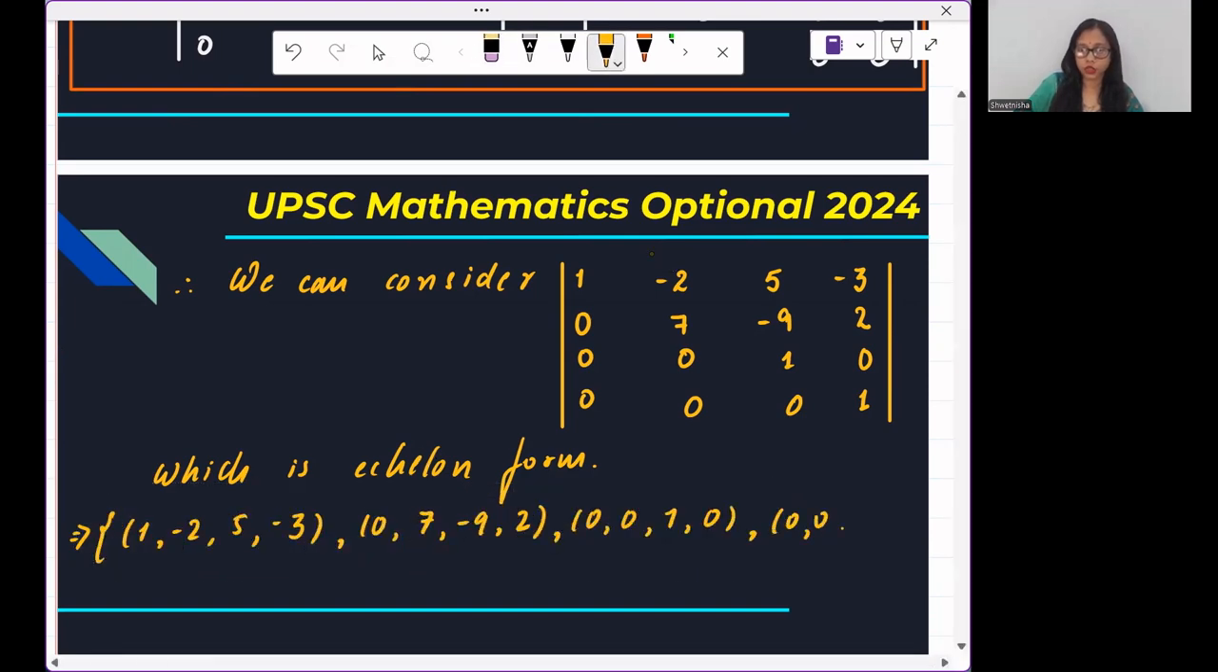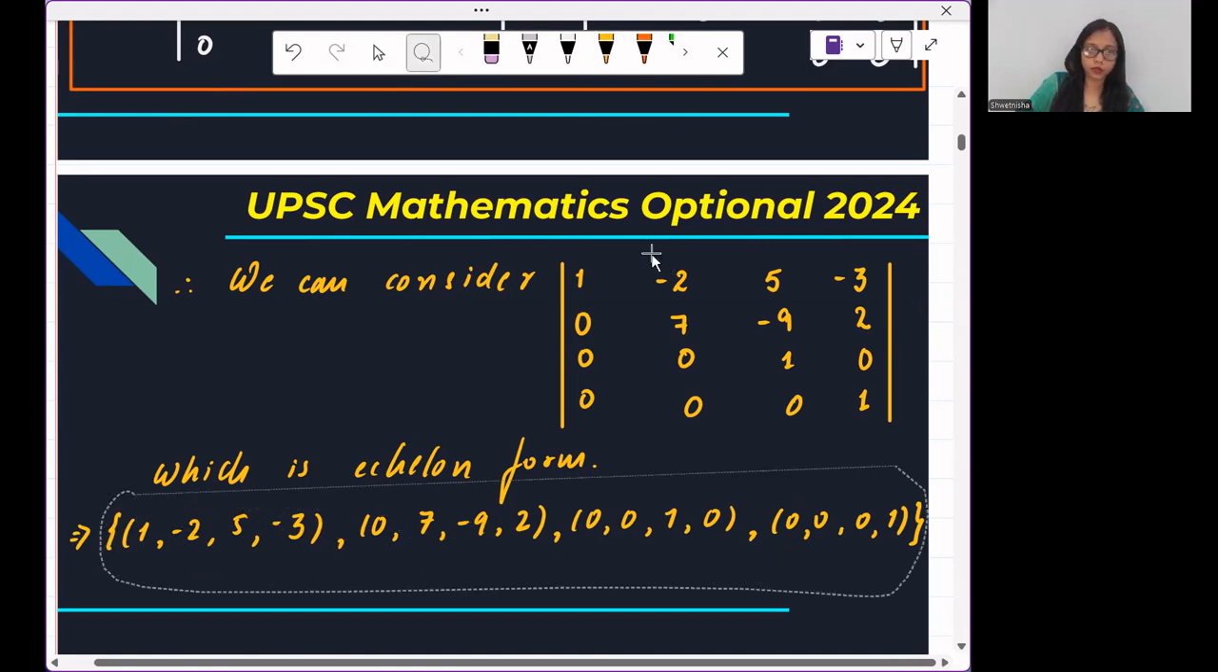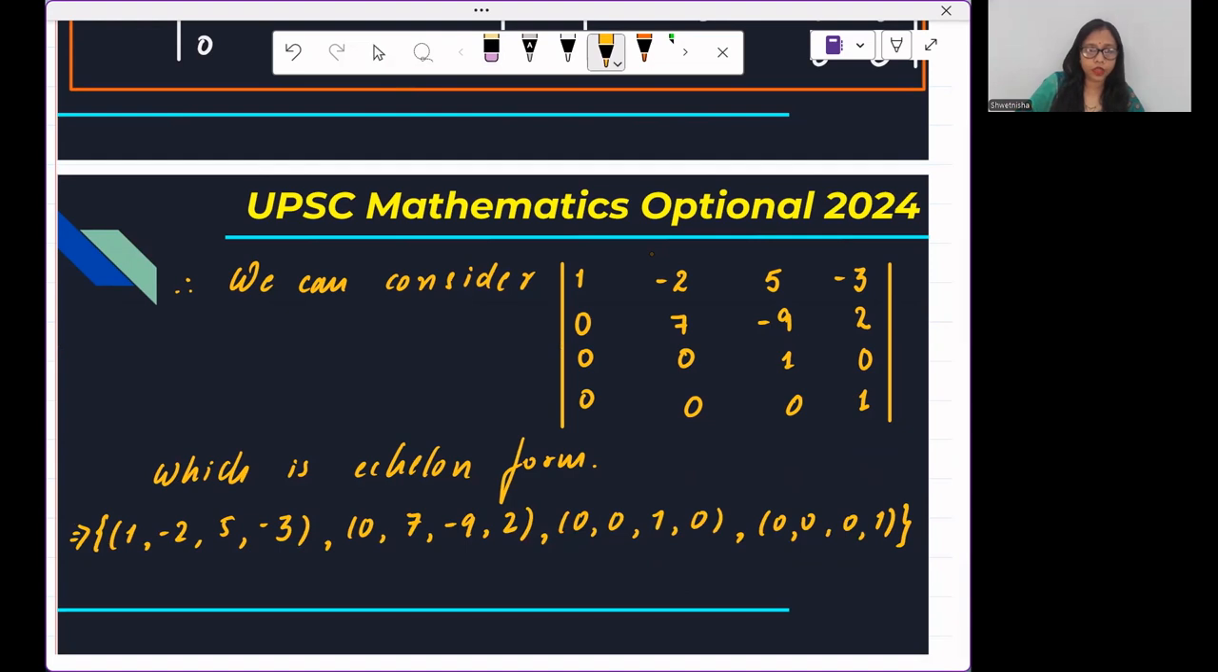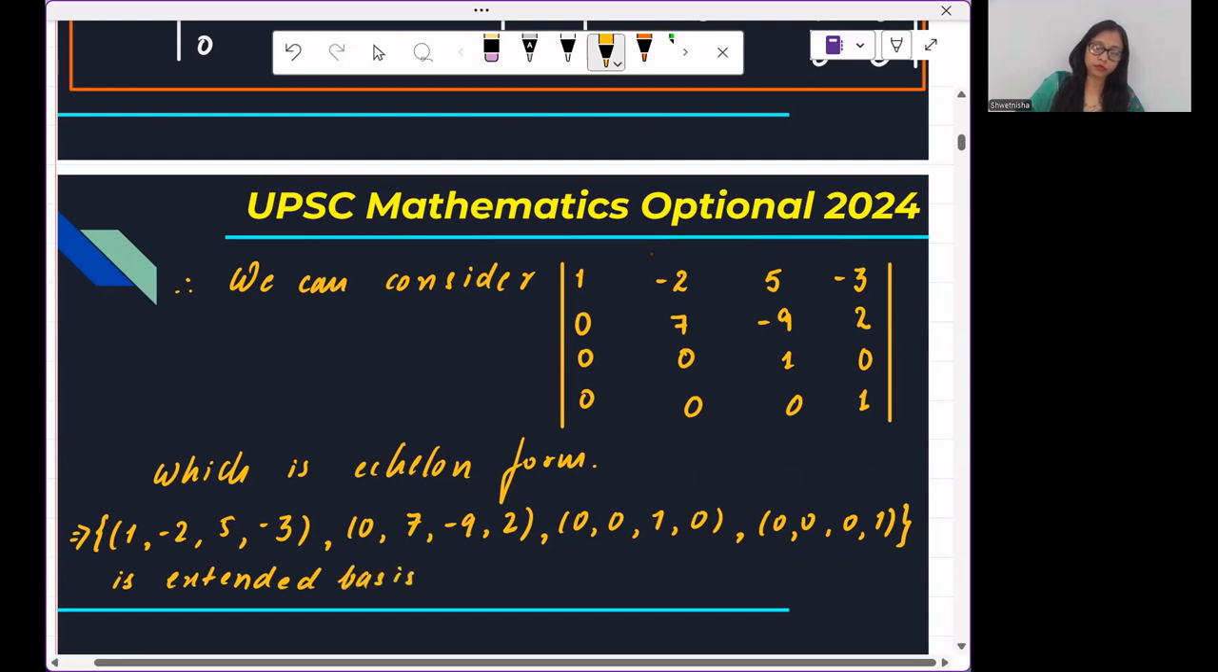And 0, 0, 0, 1. It implies this is an extended basis of R4. All right, that was your question number 1.